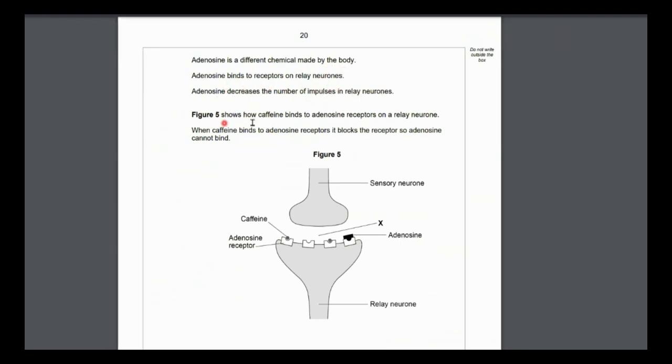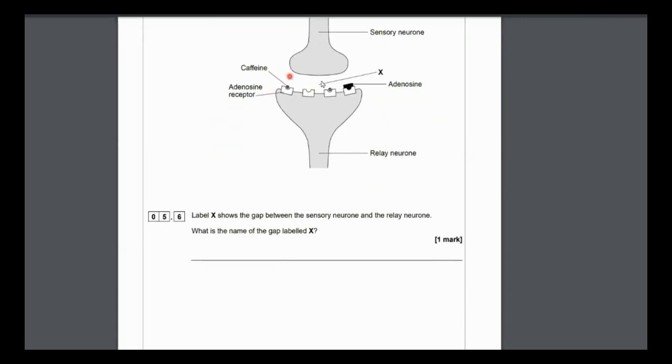Adenosine is a different chemical made by the body. Adenosine binds to receptors on relay neurons. Adenosine decreases the number of impulses in relay neurons. This shows how caffeine binds to adenosine receptors on a relay neuron. When caffeine binds to the receptors, it blocks adenosine from joining.